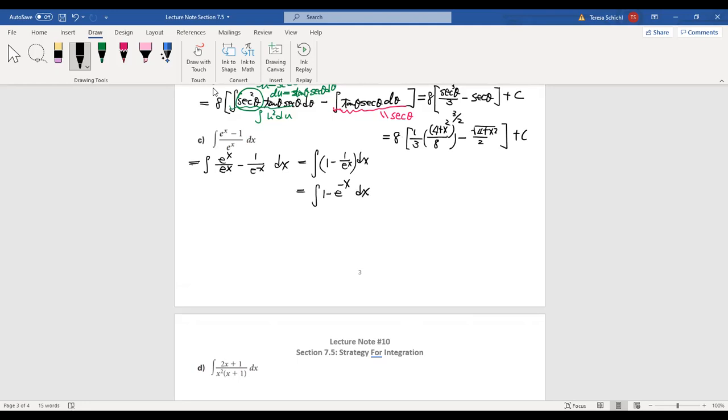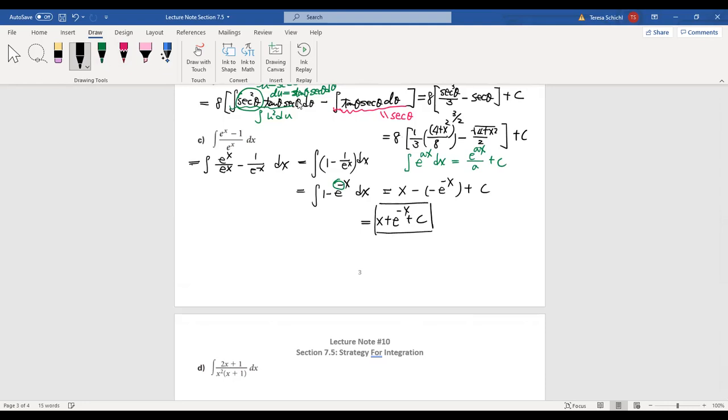Now the integration is pretty easy. So this is x minus negative e to the negative x, plus c. Remember, we talked about the integration of e to the ax dx, which gives 1 over a times e to the ax plus c. Of course, you can prove this by using substitution, but if you remember that, here a is -1, so that's why you have negative signs here, right? Okay, so now you will have x plus e to the negative x plus c.